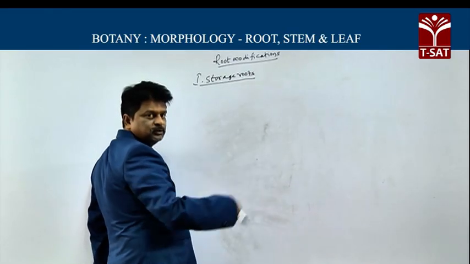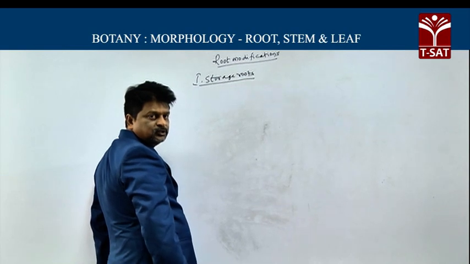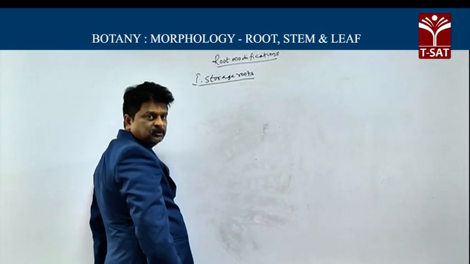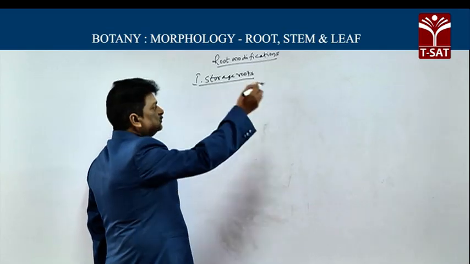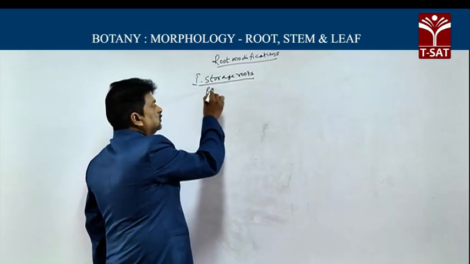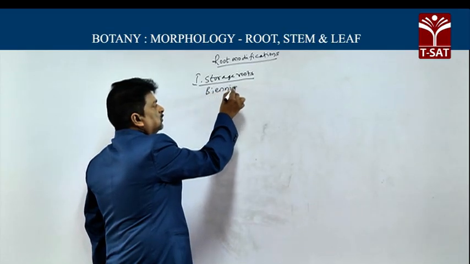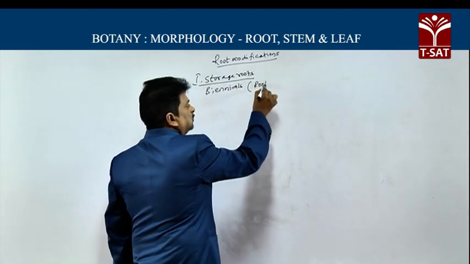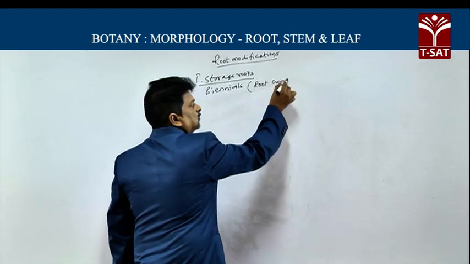Storage roots means in some plants, roots store food. Due to storage of food, roots become fleshy. Such roots are called tuberous roots or storage roots. Generally, storage roots are common in the biennials. These are called root crops.